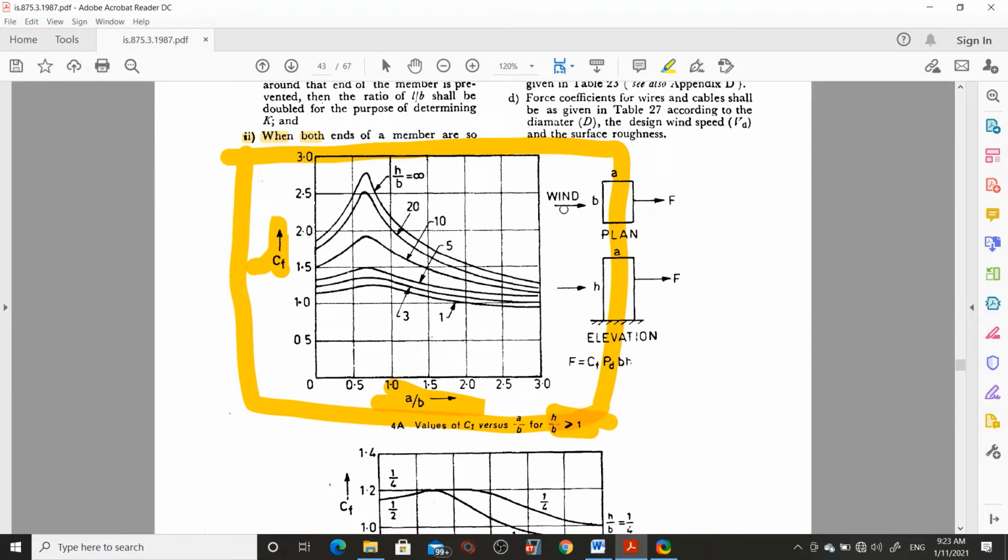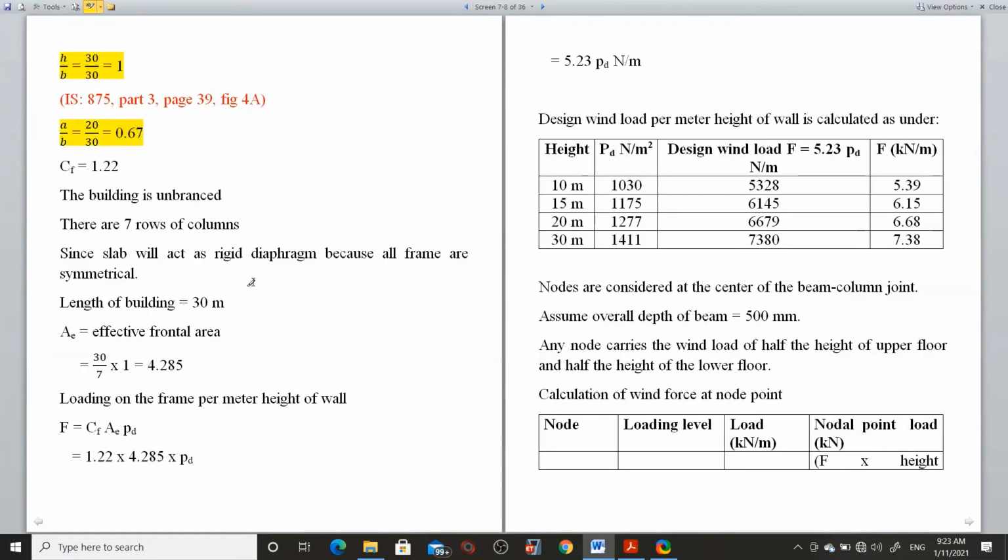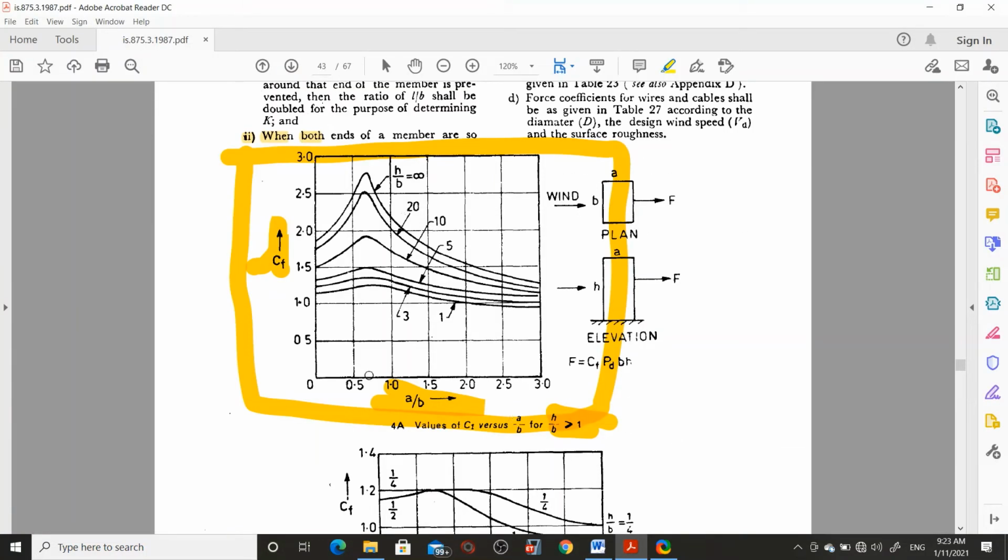Okay, then after we will find out A by B. A by B is 20 by 30, 0.67. So 0.5, here is 0.67. I draw an approximate line here. And H by B is 1. So we have to follow this first graph here.